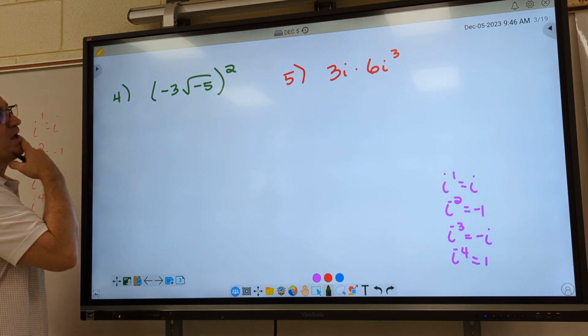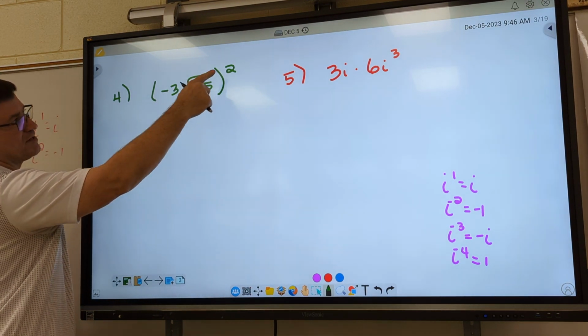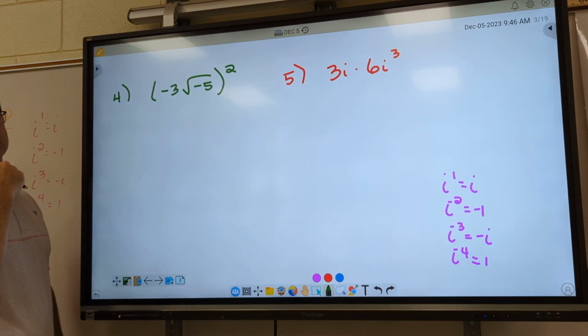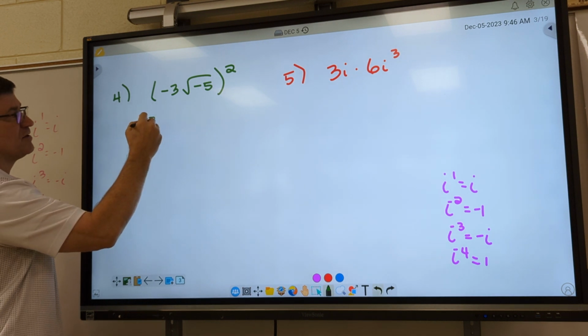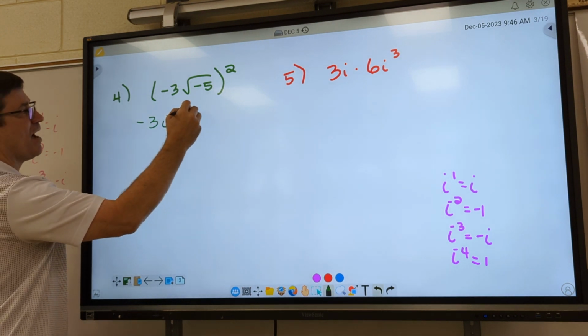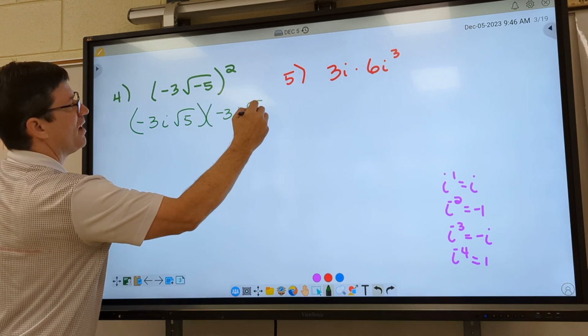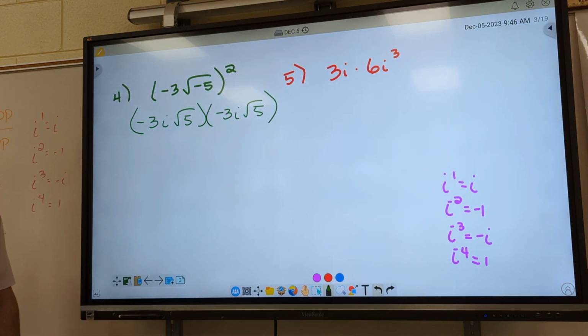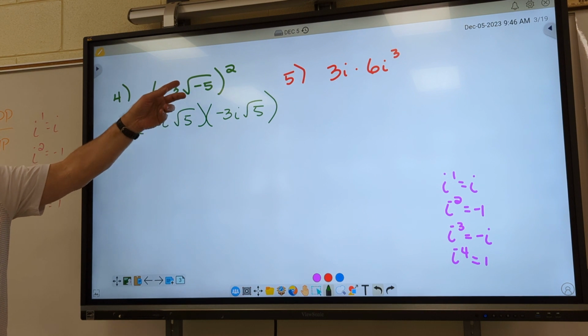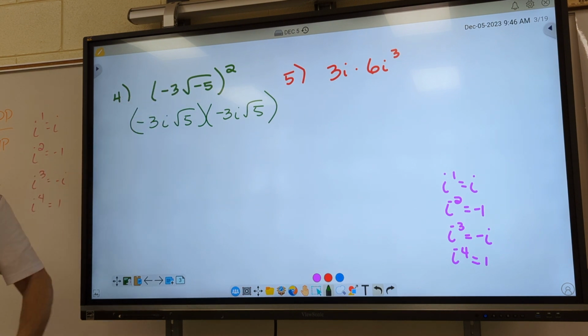All right, what do y'all think we have to do on number 4? It's got a square behind the parentheses. So pull it out. You have to write it twice. Negative 3i root 5 times negative 3i root 5. Wait a minute, where did the i come from? Again, I brought the negative out, made it an i, and just wrote down root 5.